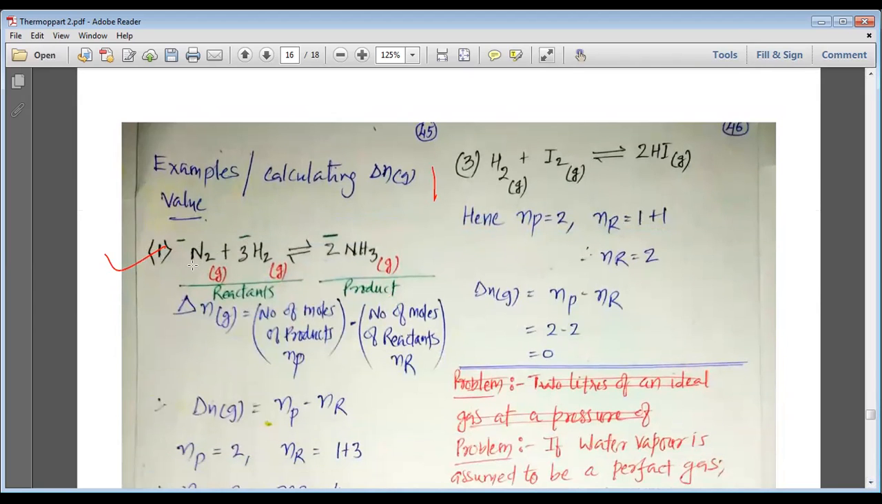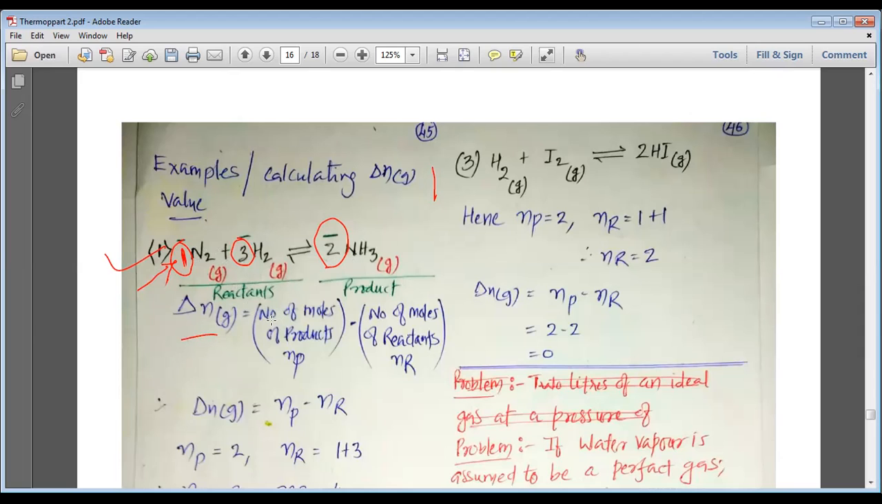Let us look at the first example. Suppose we have the equation N2 plus 3H2 gives 2NH3. Here you can see that the total number of gaseous product is 2 mole, but the total number of gaseous reactants is 3 mole plus 1 mole. Generally, this 1 we do not write in front of the reactant, but if there is no stoichiometric coefficient written before the reactant or product, that means we should understand it as a 1. So here the total number of reactant gaseous moles is 4, and the total number of product gaseous moles is 2.